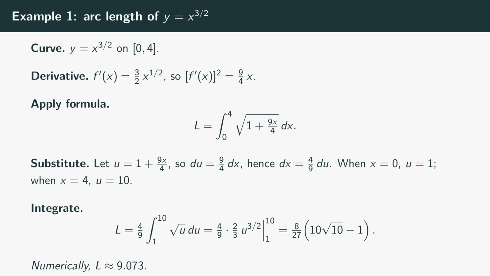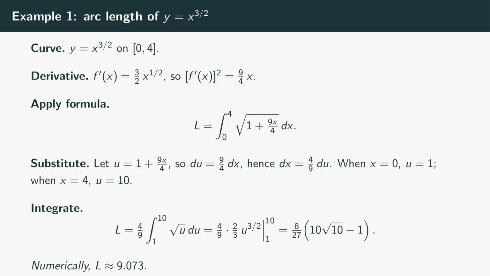Numerically, 10 root 10 is about 31.62, so L is about 8/27 times 30.62, which is about 9.07. So the arc length of y equals x to the 3/2 from 0 to 4 is about 9.07. Sanity check: the straight line distance from (0, 0) to (4, 8) is the square root of 16 plus 64, which is the square root of 80, about 8.94. The curved path is slightly longer than the straight one, as it must be, and only by a little. The curve doesn't bend much. The numbers pass the smell test.